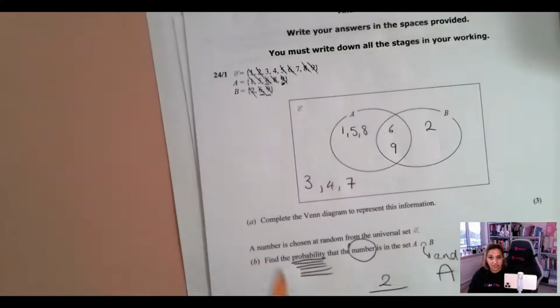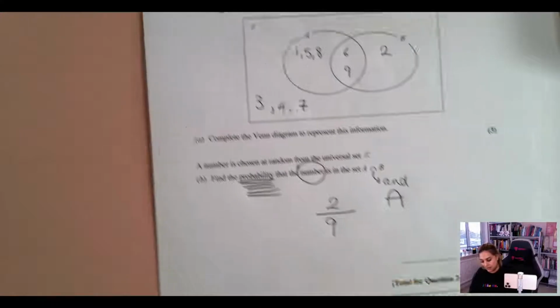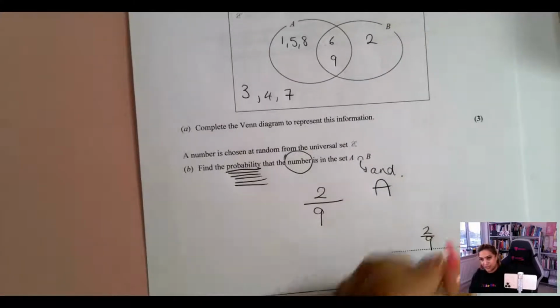This weird sign here means and. So the bit in the middle, the intersection. Think of it like this: if I put a line through it, it becomes an A. So therefore it's and. How many numbers have I got in the middle? I've got 1, 2. 2 goes on the top. How many numbers were in my entire universe? There were 9 numbers, so it's 2/9. So my fraction is 2/9.